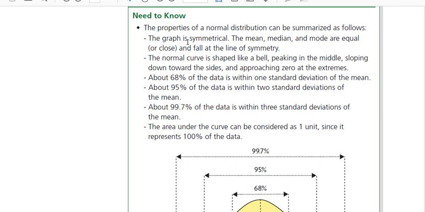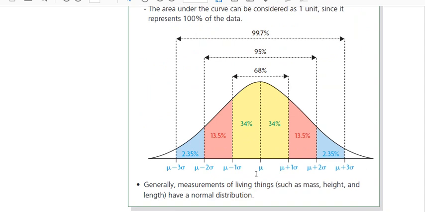The graph is symmetrical. Okay, we know that. This is also something that's interesting. The mean, the median, and the mode are equal or very close to being equal and fall at the line of symmetry. So this average, this is the mean. The median would be here. The mode would be here if things are perfectly, normally distributed.